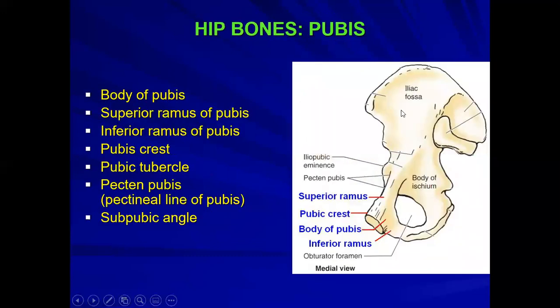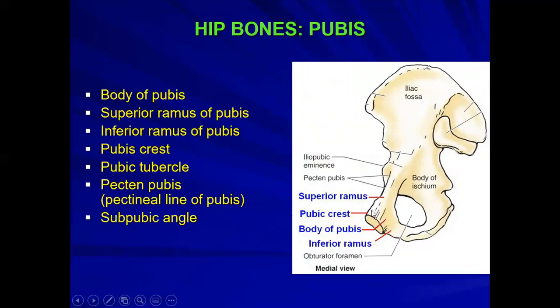Now we're going to proceed with the pubis. For the pubis, we have the body of the pubis, and then we have the superior ramus of the pubis. This is the superior ramus, and then we have the inferior ramus. The ramus projects from the body of the pubis. Superior ramus, inferior ramus. And then we have the pubic crest.